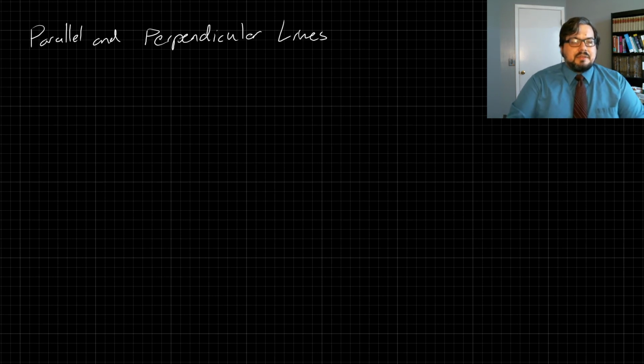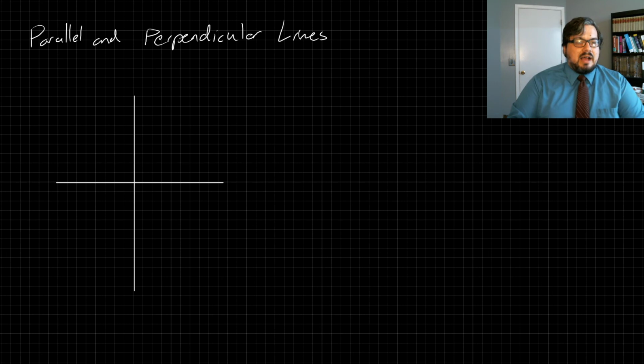And the way that we detect parallel lines using slope is pretty straightforward and pretty intuitive, which is nice. Let's say I've got two lines and they are parallel to one another. Let me try and sketch this out so that they're parallel.